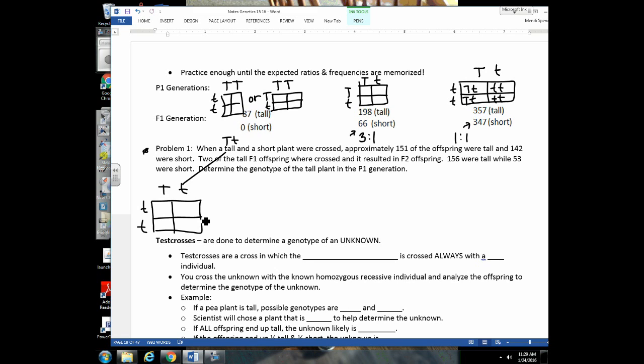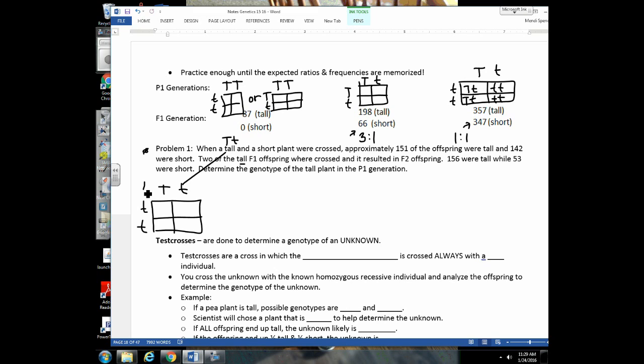So 2 of the tall F1 offspring were crossed, and it resulted in F2 offspring. We got about 156 tall, 53 were short. Determine the genotype of the tall plant in the P1 generation. Well, I already figured that out, but I'm just going to show you the second cross to give us this F2 offspring. It says 2 of the tall F1 offspring were crossed.